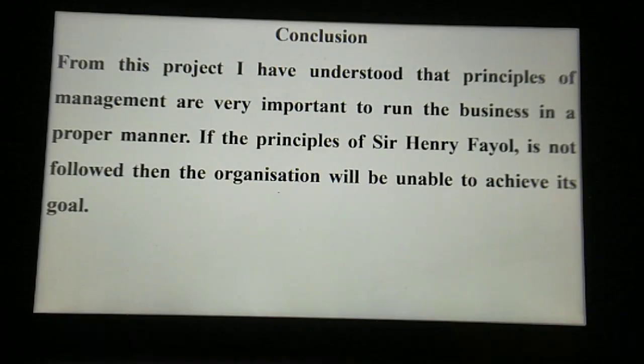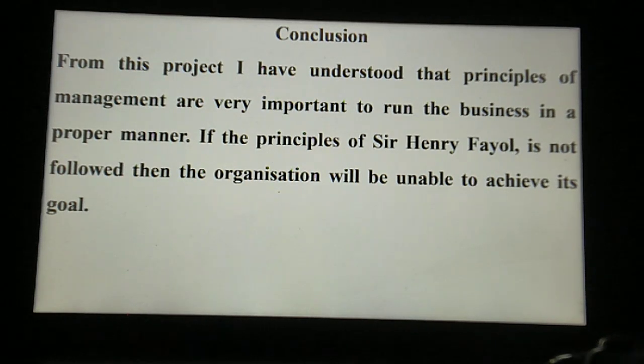Next comes the conclusion. What does this conclusion say to us? In the conclusion, you can add what you have understood from the entire project. Apart from this, if you want to add any other thing in the conclusion, you can easily add it.